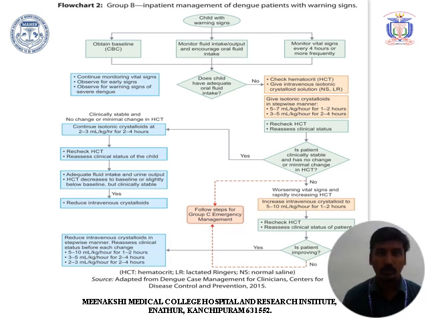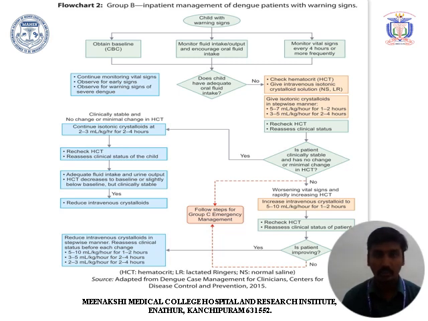So group B, patients with dengue with warning signs, we have to admit in the HDU, take the CBC, monitor the urine output and assess vitals such as BP and SpO2 every 4th hourly. We have to monitor platelet count and hematocrit, which is vital to assess whether any complications have developed. In dengue with warning signs, we have to start IV fluids.